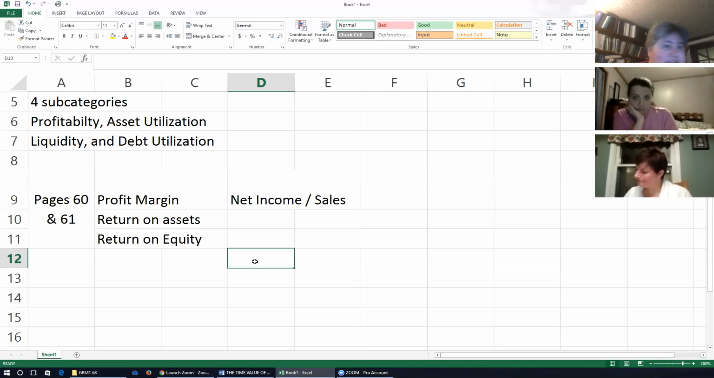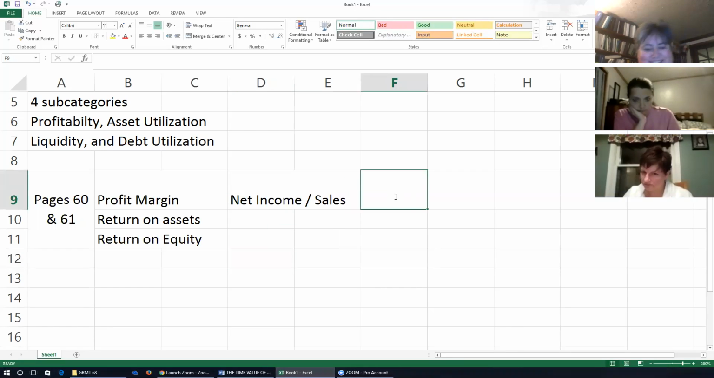And so they would go to the income statement to get both of these things, net income and sales. Net income is the bottom line of the income statement, $200,000. And sales at the very top is $4 million. When they divide profit by the sales, they get, I'm letting them do it for us, 5%.